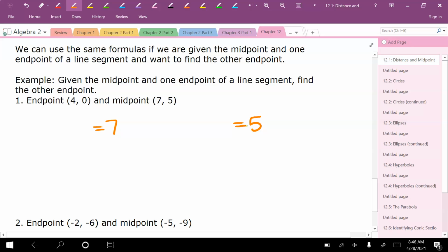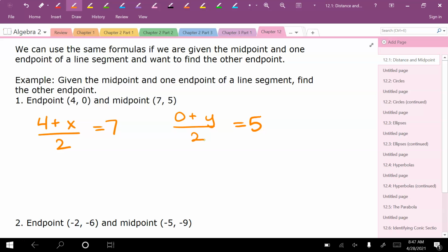So to find the 7, I took my two x's and I added them together and divided by 2. I only know one of the x's from the endpoint, and that's the 4. So we write 4 plus x, because x represents the other missing endpoint coordinate, and we're going to divide that by 2. Now we're going to do the same thing for the y endpoint. So 0 is given to me, so I'm going to do 0 plus y and divide that by 2. So like I said, the x and the y represent the missing endpoint, the other x and y that I was missing to get to that midpoint.